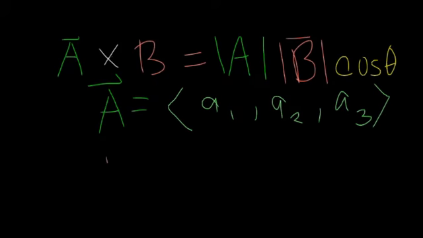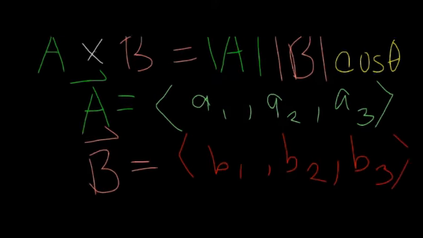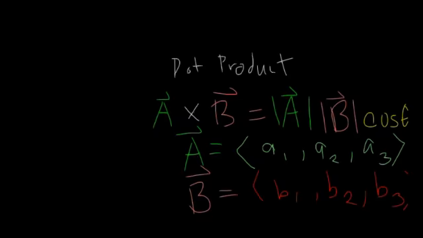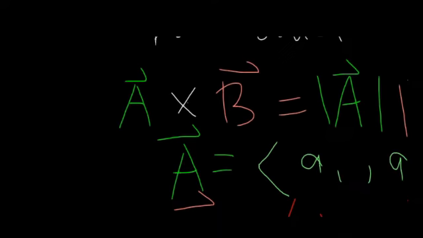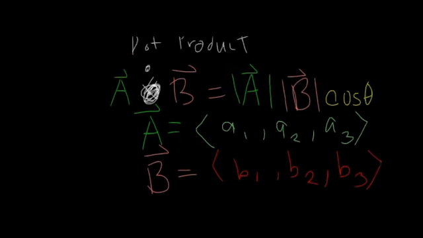and vector B has components of B1, B2, and B3. That's supposed to be a 3. Now, how do you take a dot product with... Oops. A mistake already. This shouldn't be a cross, an X. This should be a dot. My bad, guys.